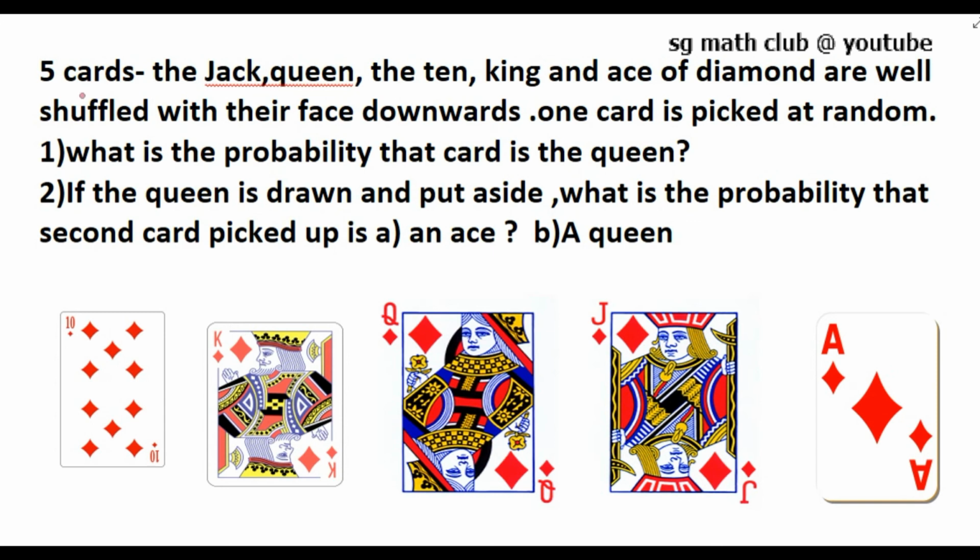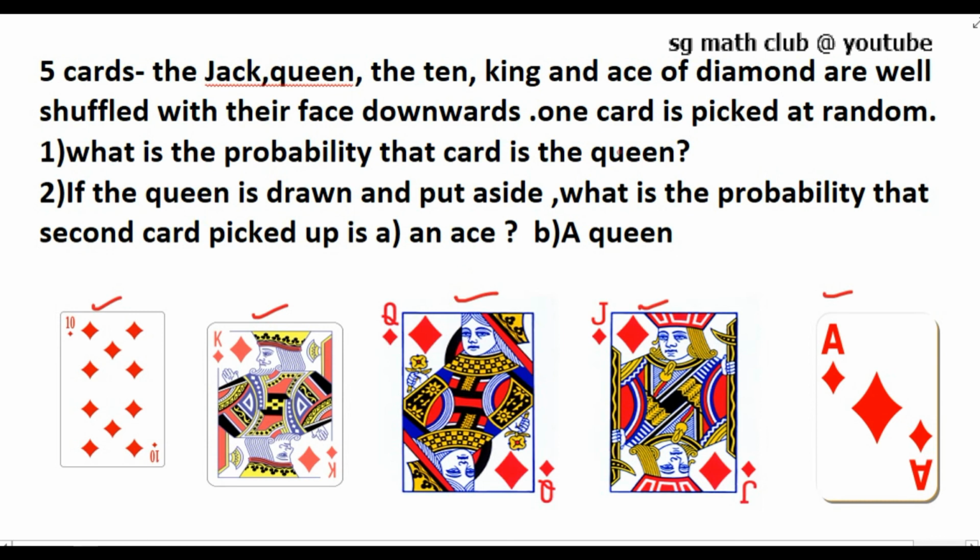Now, 5 cards, jack, queen, 10, king and ace of diamond are well shuffled with their face downward. You can see Jack, Queen, King, card number 10, and Ace, all are from diamond. You can see the symbol also. One card is picked at random. What is the probability that the card is the Queen?